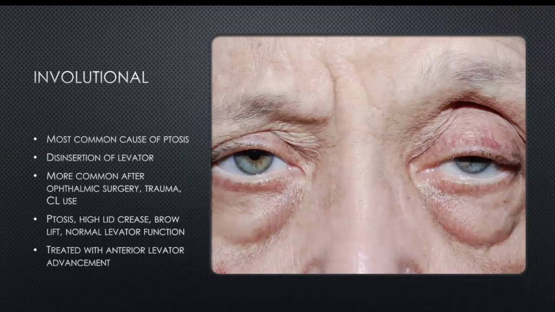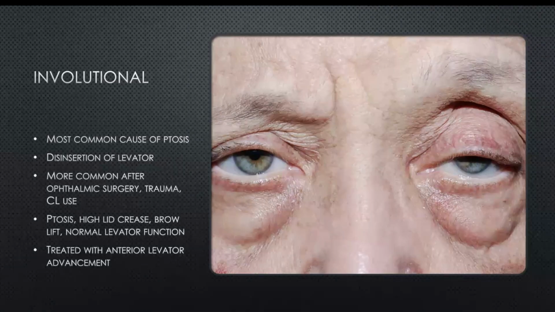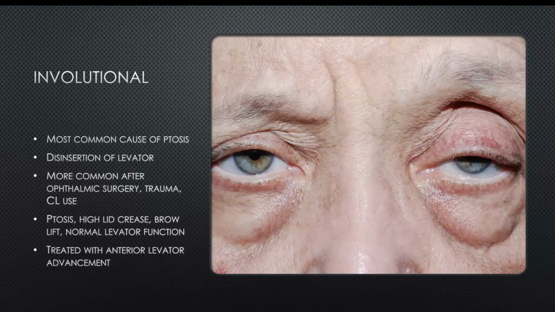Involutional is going to be your most common. It's essentially your levator disinserted, and it's typically age related, but it can be more commonly seen in patients who've had ophthalmic surgery, especially with someone who's been a bit eager with their speculum, patients who've had trauma, and chronic contact lens use. These patients are at slightly higher risk of involutional ptosis. What you're going to see is a ptosis. Sometimes it's actually bilateral because it's age related, but one side might be affected more than the other.